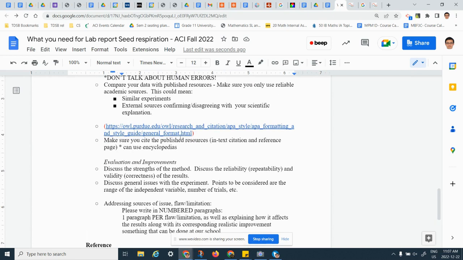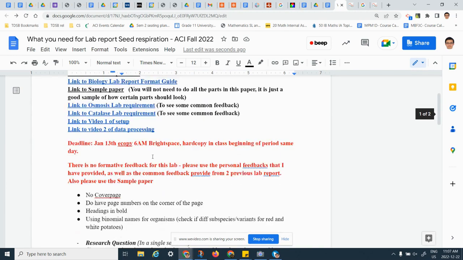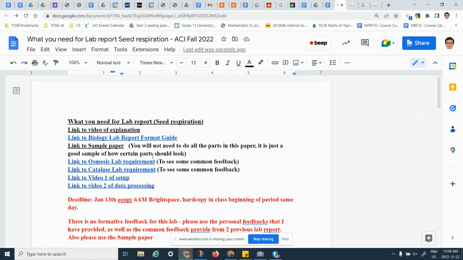Since this is a lab report, you may use an encyclopedia. Really, between Britannica and encyclopedia.com, it should cover most things. Make sure you use APA in-text citation. Then strength of the method, reliability, correctness, general issues, and of course flaws, limitations, and improvements. Okay, so that is your final lab report. So it will cover all this.